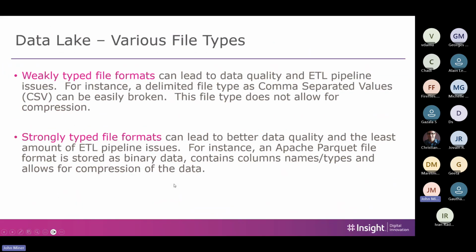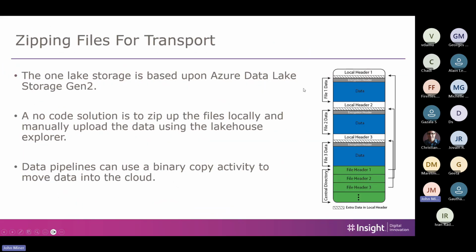But what is OneLake really built upon? It's built upon Azure Data Lake Storage Gen 2. It's not anything new, right? It's been around for 5+ years. So how can we get it to the cloud? One way is we can use a no-code solution. We go ahead and manually zip it and upload it. That works. Data pipelines can use binary copy to move data into the cloud too, okay?